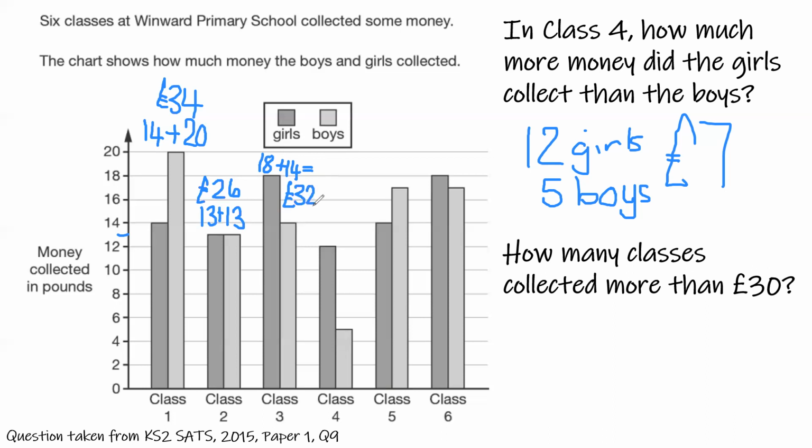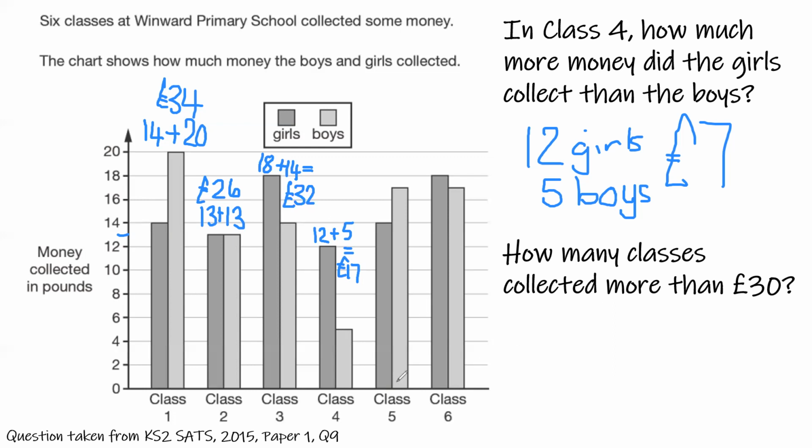Okay, now we come back to class 4 again. So we already worked out how much money each of those, the boys and the girls, collected from class 4. So the boys we know collected £5, and the girls, as we said before, collected £12. So if we add those two together, then we're going to end up with £17. So the lowest so far, actually.